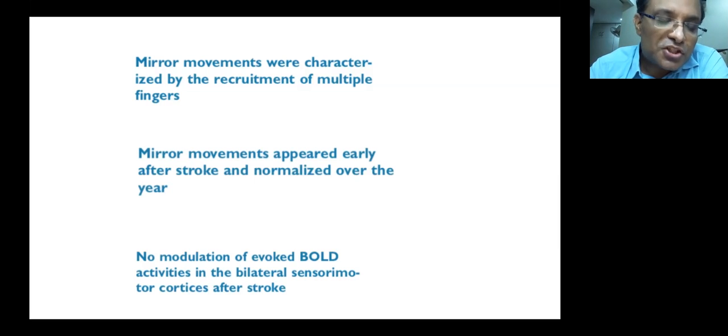And third, when they did a functional MRI, they found no modulation of activity in the bilateral cortexes after stroke. So again, it is very unusual that the patient has mirror movements, but the fMRI did not show any cortical activation. So these are the 3 takeaway points from this paper.